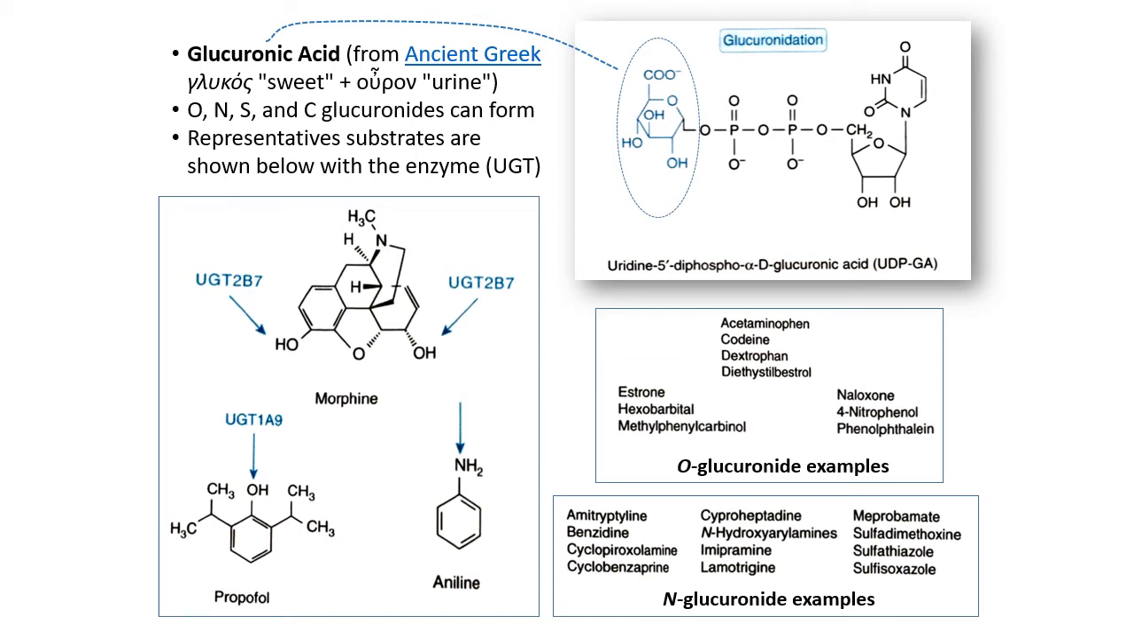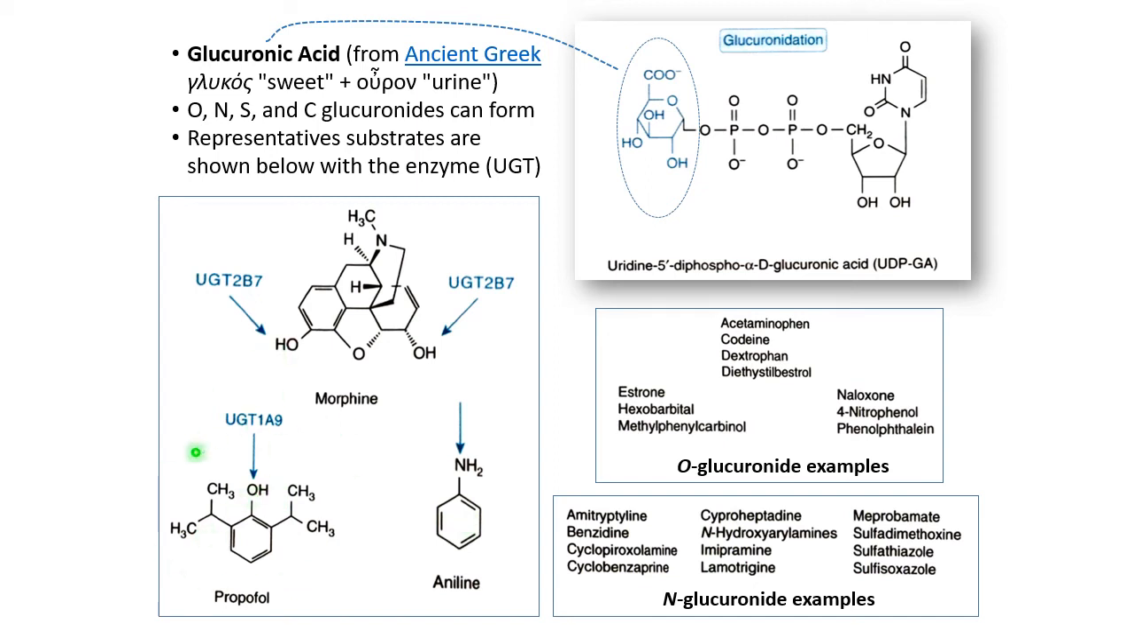And this is what it looks like. Glucuronic acid on the right there is basically stolen from this co-substrate, this UDPGA. You can see the prefix there, gluc, means it's sugar related, so it is a sugar that's cleaved off of this precursor and then added to drugs like morphine, propofol, aniline, not really a drug, but that's an industrial product.